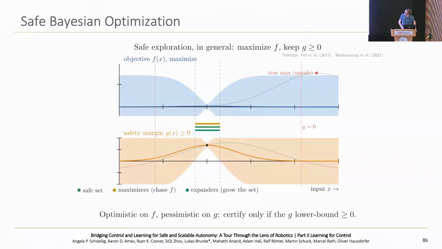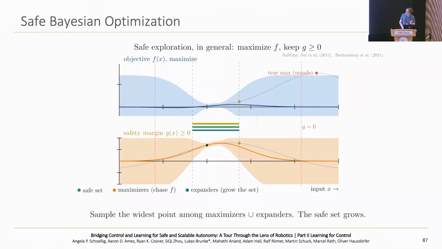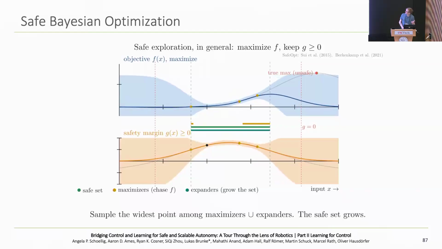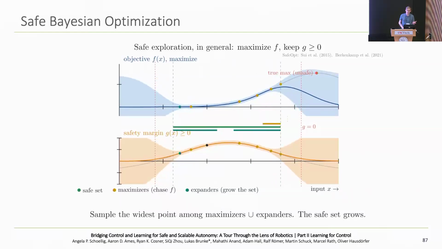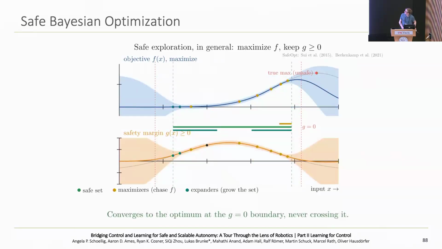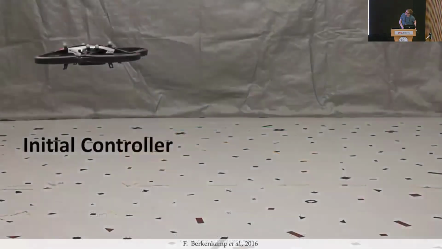And so then what we get is this set, the safe set, where we are positive, and then also we can categorize the state space into states or samples that would expand the safe set, and also into states that would potentially maximize our values. And so we applied this on a real-world robot. This is for controller tuning.